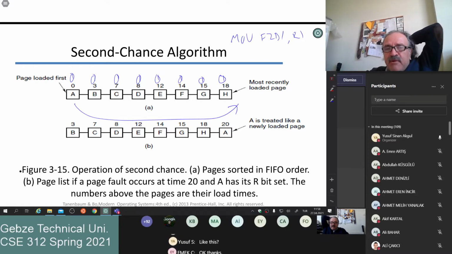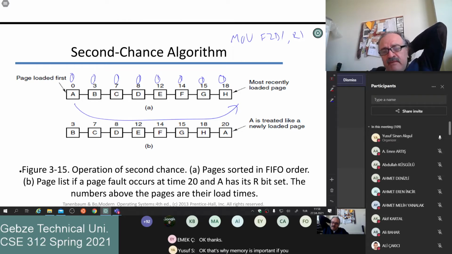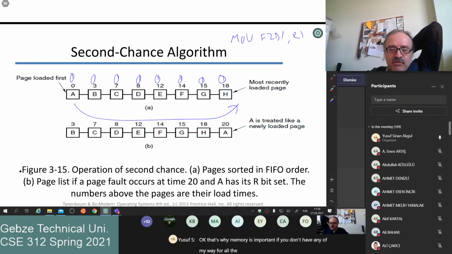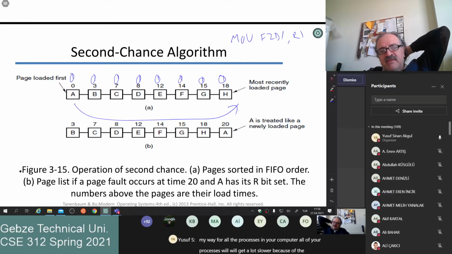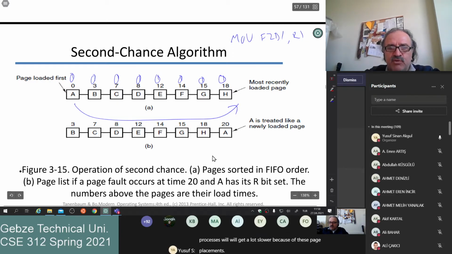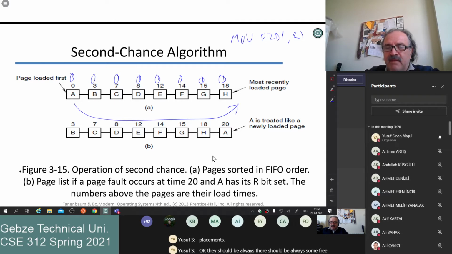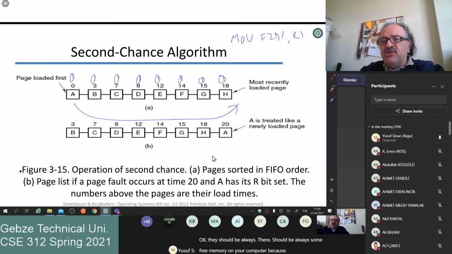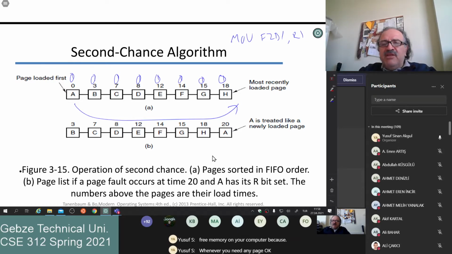Okay, that's why memory is important. If you don't have enough memory for all the processes in your computer, all of your processes will get a lot slower because of these page replacements. There should always be some free memory on your computer, because whenever you need a new page, a new page is available. You just use that new page.